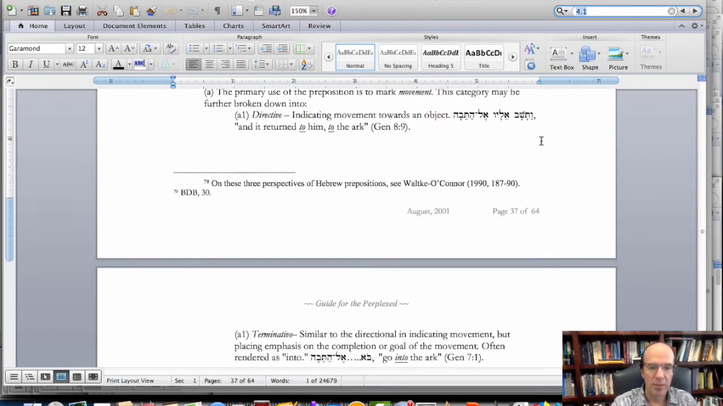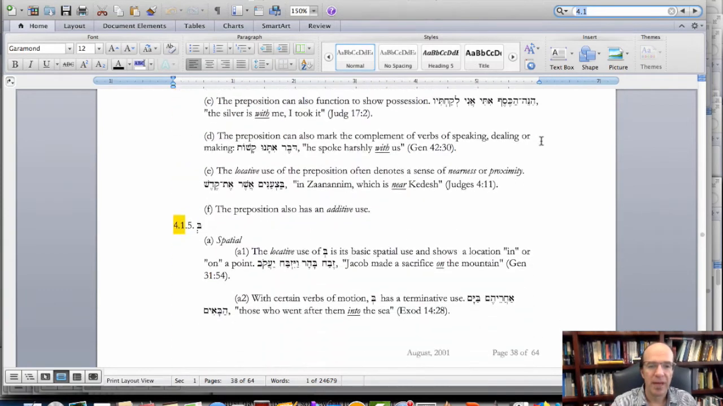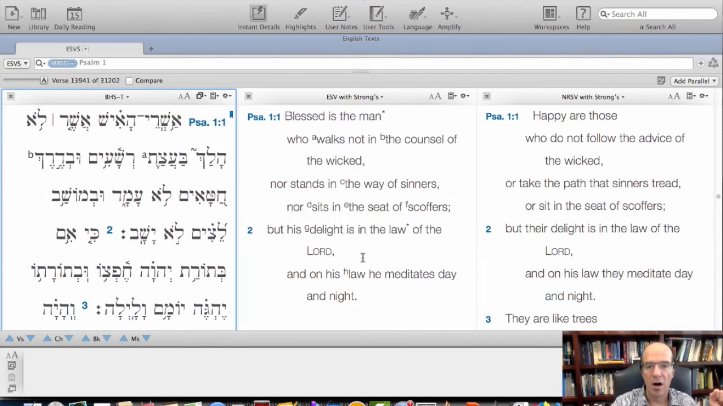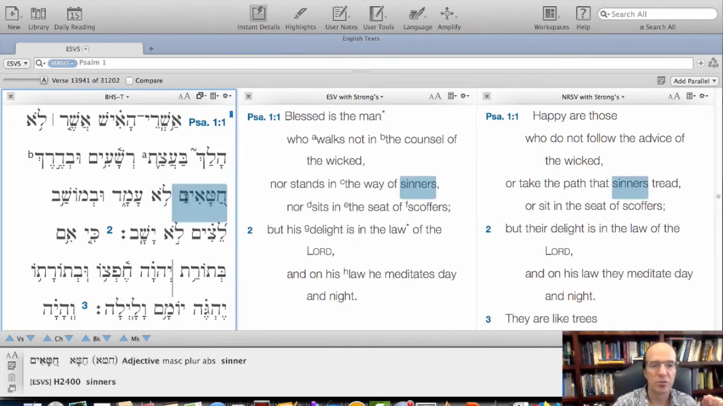And we have to go back to the baits. And again, probably spatial. His delight is in the metaphorical sphere of Yahweh's law. Right? So in the law of the Lord. There's their in. So that's probably a spatial use of the bait. And then what's the phrase? The Torah of the Lord.